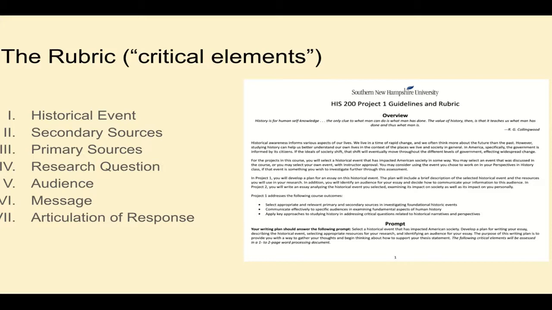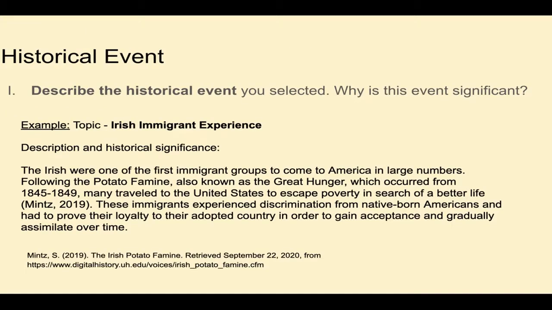Please make sure that you check out the rubric. It goes into the specifics of each of these subtopics and what you'll need to include to really do well on this assignment. So the first part is identifying your historical event and then explaining why it's significant.